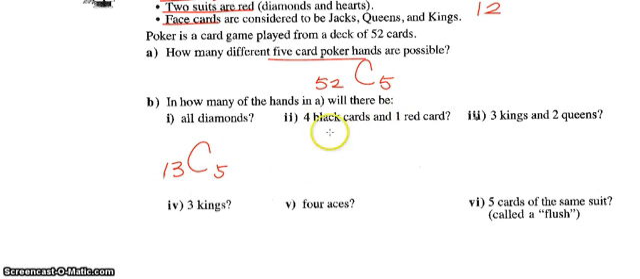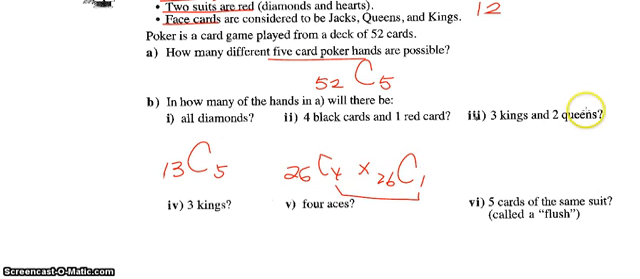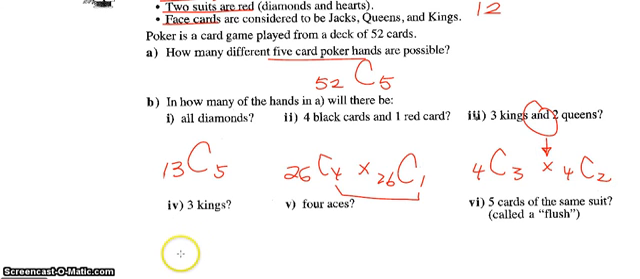4 black and 1 red. There are 26 black, you choose 4. There are 26 red, you choose 1. Then that's your hand. Together, you have a 5-card hand. There are a total of 4 kings, you choose 3. There are a total of 4 queens, you choose 2. It's "and", so it's always multiply. So 4 kings, you choose 3. The remaining two cards can be anything from the remaining 48 cards, you choose two.